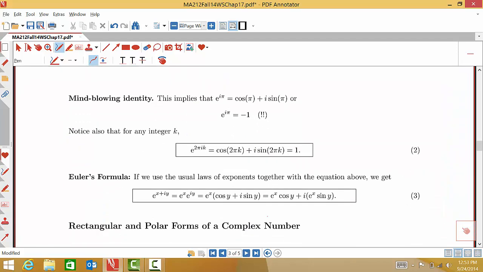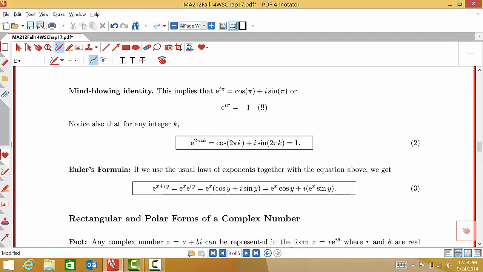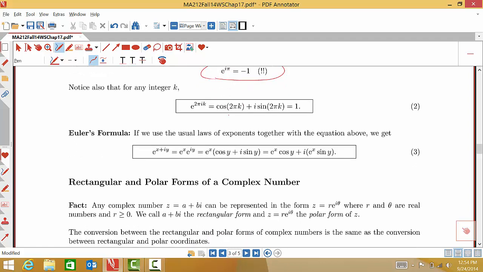Okay, so notice, what's this mean? This means that e to the i pi is cosine pi plus i sine pi, which is -1. This is just incredible, right? So e to an irrational, purely imaginary number turns out to be -1. Crazy. Okay. Notice that then what also has to be true is for any integer k, e to the 2 pi i k must be cosine of 2 pi k plus i sine 2 pi k. You also get 1 out of that.